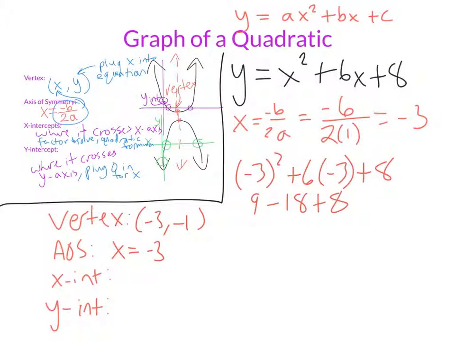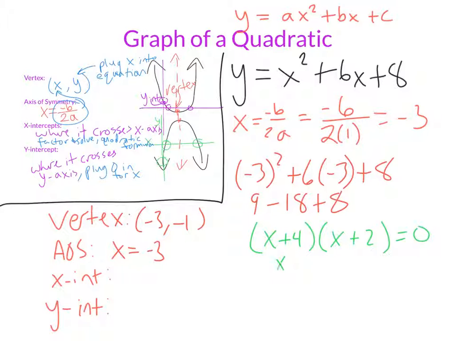Now for my x-intercepts. So how do I get those? Well, I could factor and solve if it's factorable, or I could use quadratic formula. Let's go with factoring if it's possible. Well, what multiplies to 8 and adds to 6? Well, that would be 4 and 2.